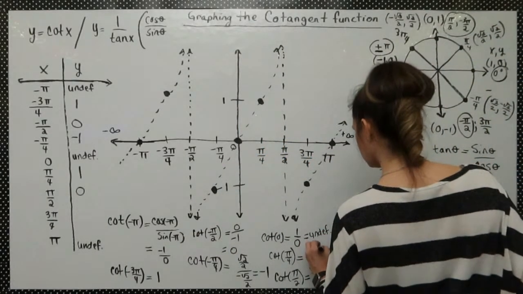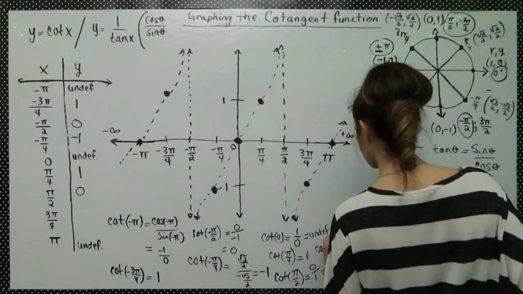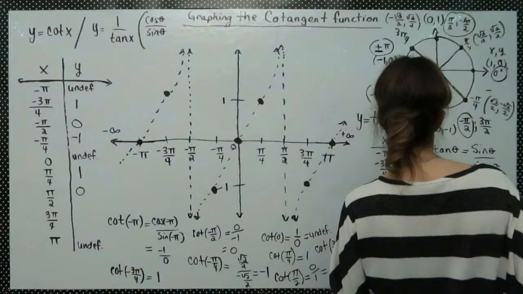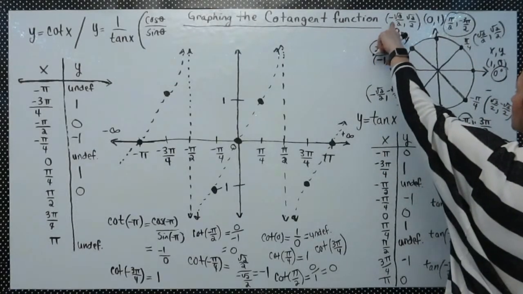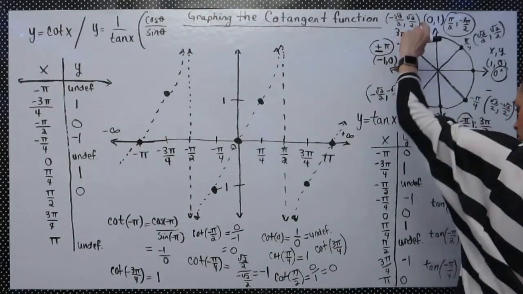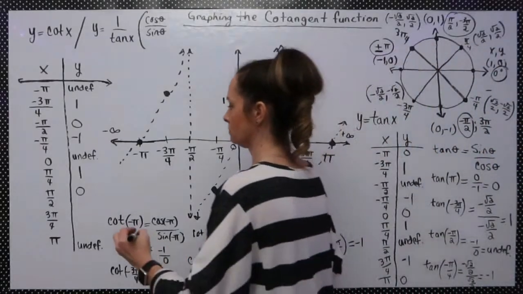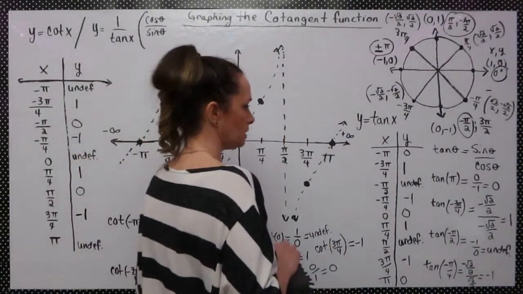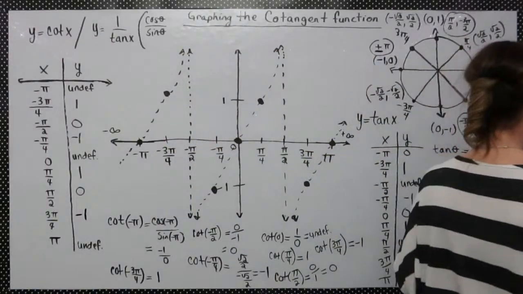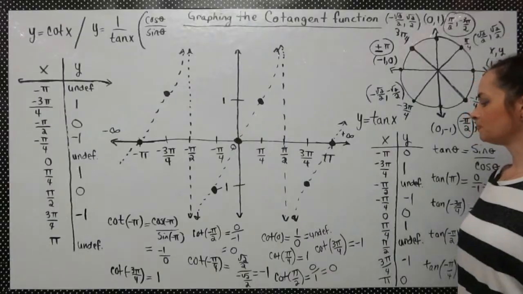Cotangent of 3 pi over 4. And here we are in the second quadrant here. Recall, we got negative radical 2 over 2 divided by positive radical 2 over 2. So that is going to be negative 1. And if I worked all of that accurately, I should have plotted my points. Got my ordered pairs so I can plot my points.